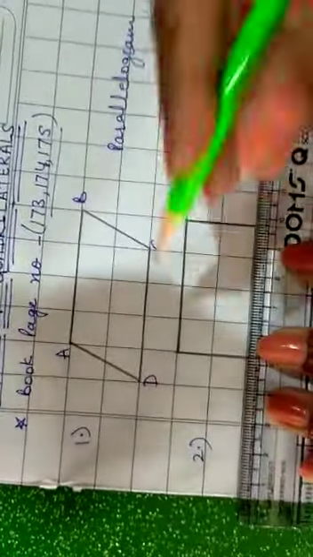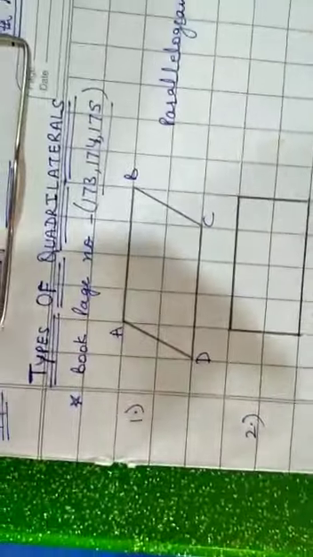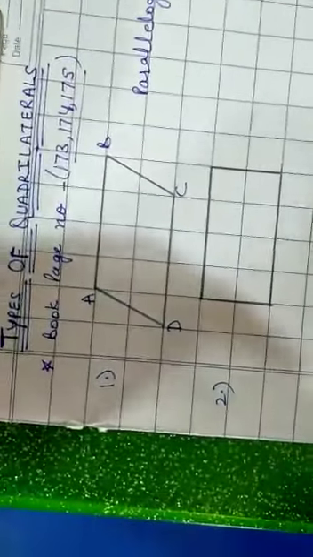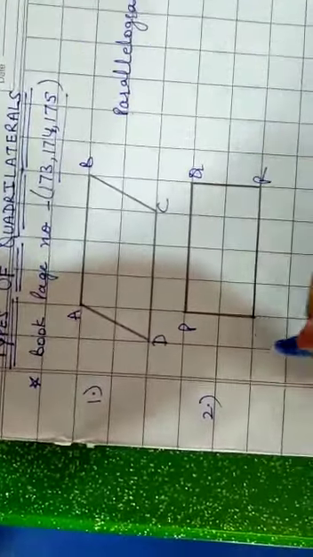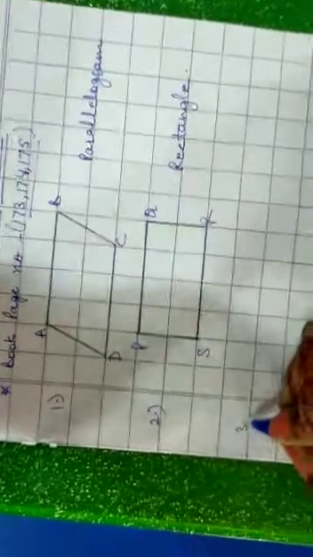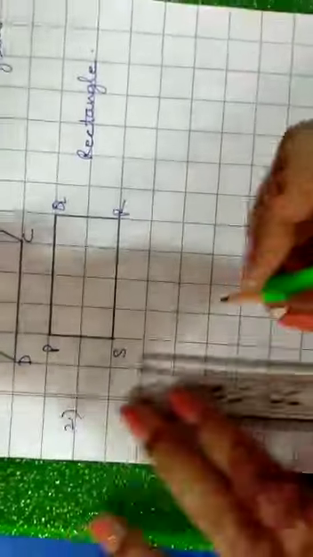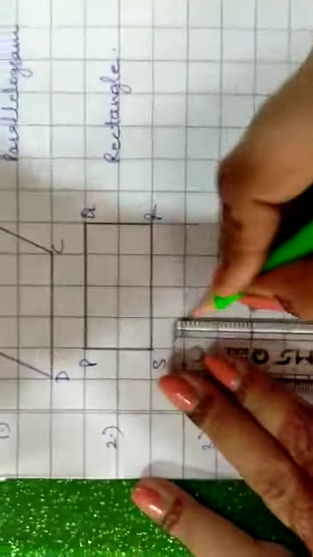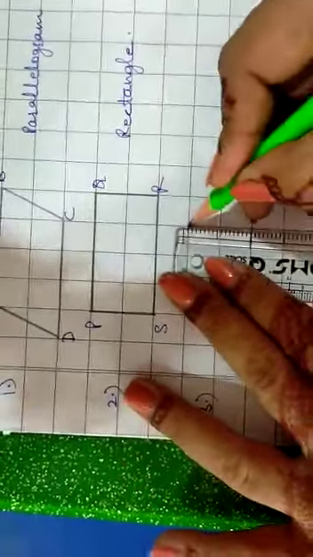So one thing more, use scale. I can draw with free hand also, but it won't look as good. P, Q, R, S. This is a rectangle. The third one, easier one, that is a square. I am taking two boxes on every side. Easy to measure, easy to draw.